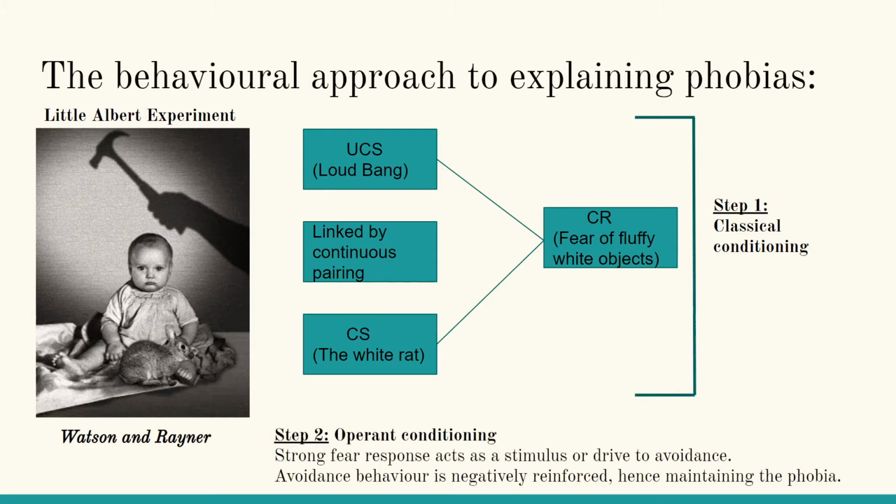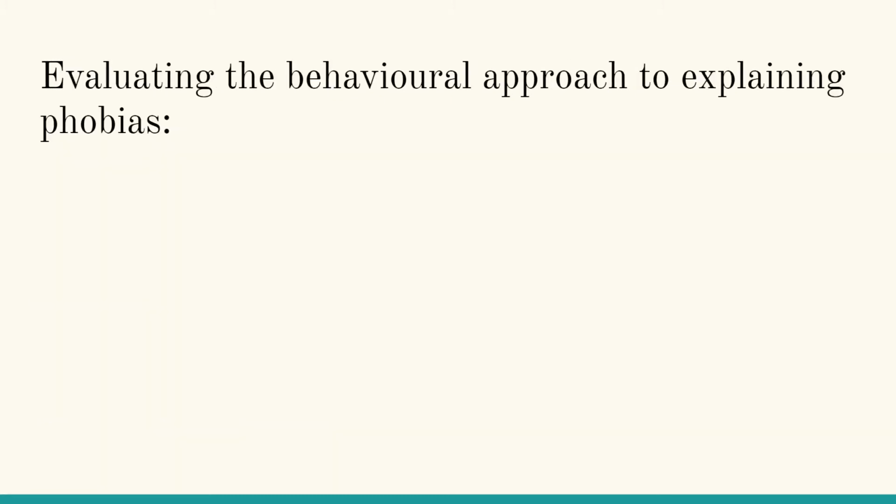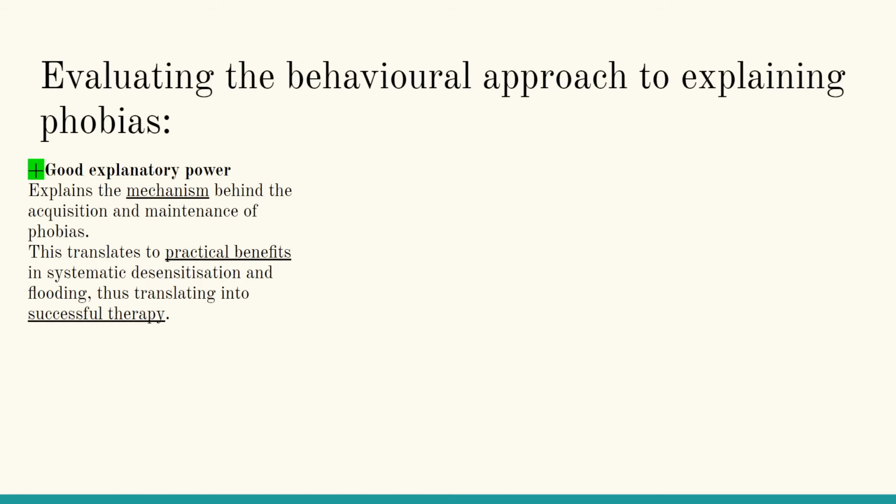So what about part 2? Well, little Albert's strong fear of white fluffy things acted as a stimulus for avoidance behaviour. Avoidance behaviour is negatively reinforced, hence maintaining the phobia, which is the second part of Mowrer's theory. So let's evaluate this approach to explaining phobias. The first evaluation would be that Mowrer's theory has good explanatory power. Mowrer's theory can explain the mechanism behind the acquisition and maintenance of phobias, which classical or operant conditioning alone cannot do. This translates to practical benefits in the 2 approaches to treating phobias, which we will be discussing soon.